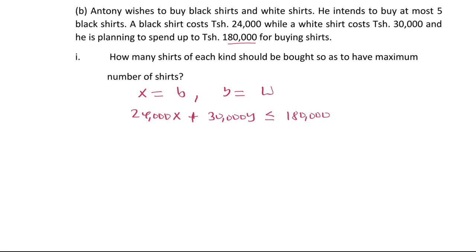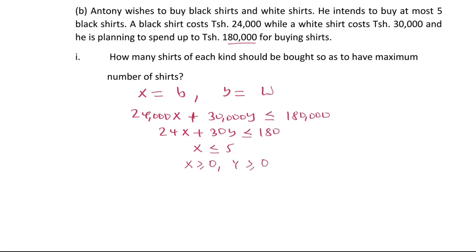Okay, so we can simplify this inequality by dividing by 1,000 on both sides. Then we have 24x plus 30y is less than or equal to 180. Also, we've been told that he intends to buy at most 5 black shirts, which means x should be less than or equal to 5. Okay, so the other inequalities are x should be greater than or equal to 0 and y should be greater than or equal to 0.